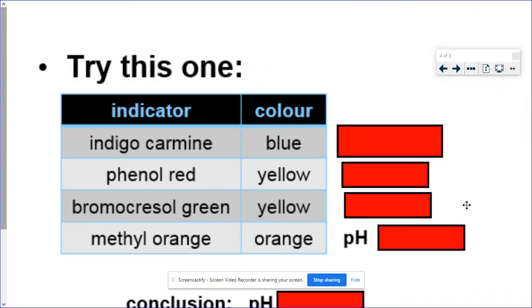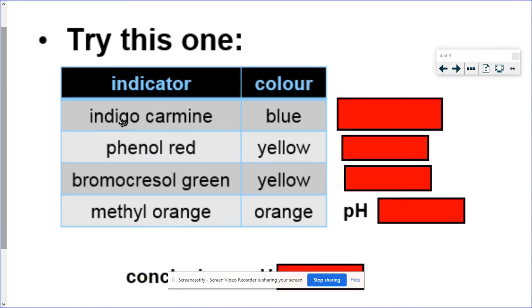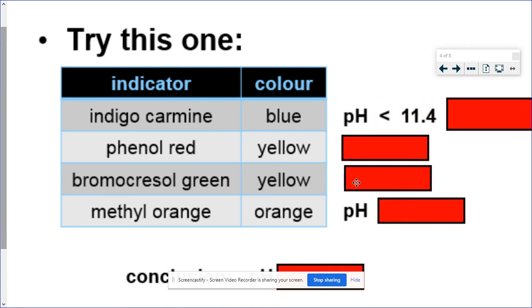Let's do another example. We have an unknown solution, and we take our indicator and we put it in. And what we see when we take indigo carmine and put it in, the solution is blue. So we know that the pH has to be less than 11.4. I take a second indicator, phenol red, and I put it in, and I see that it's yellow. So therefore, I know that the pH has to be less than 6.6.